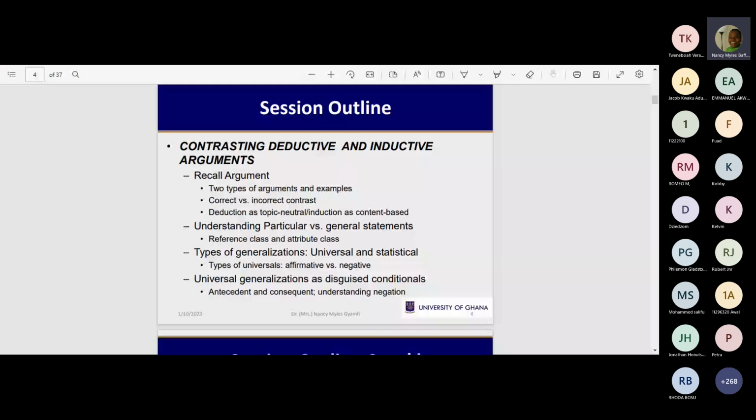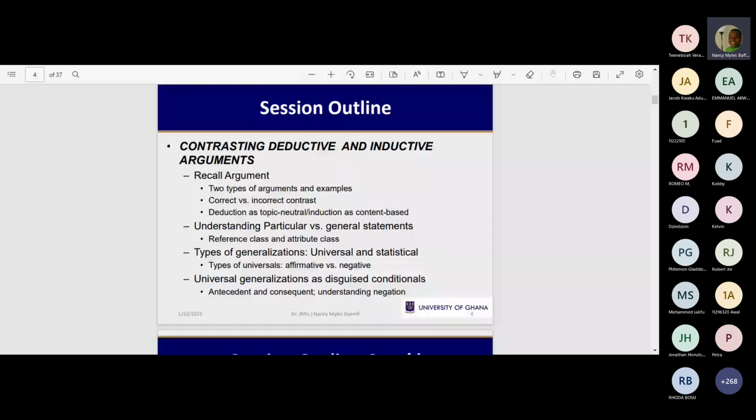And then the second thing you should note on the outline, we will look at correct and incorrect ways of distinguishing deduction from induction. It means that there are incorrect ways of doing that. People have incorrectly distinguished the two. We want you to do it correctly. So we'll look at it.